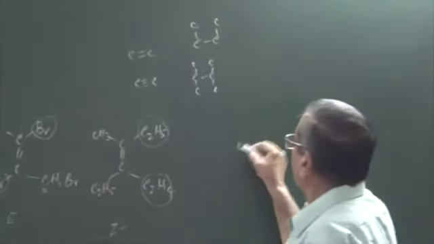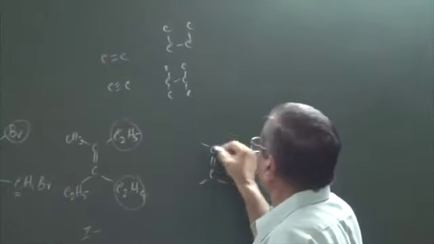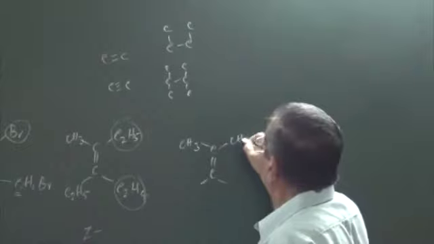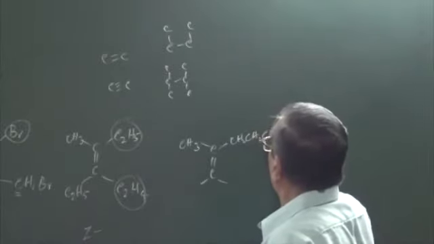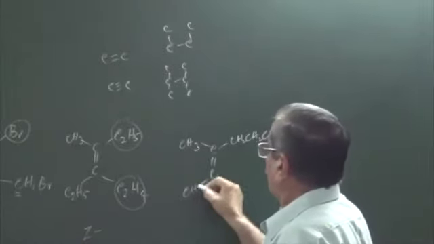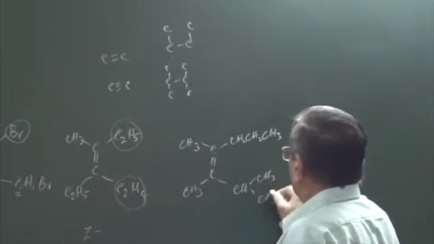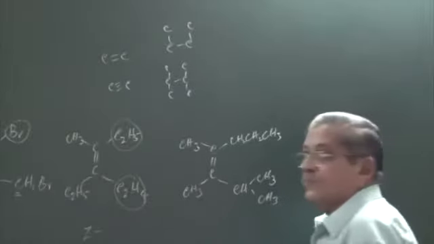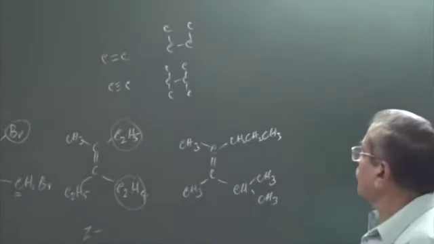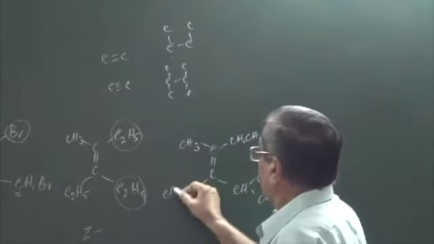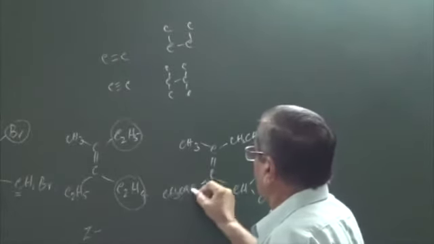Then take another example. C double bond C. We have CH3 and CH2CH2CH3 on one side, and on the other CH3, CH, CH3, CH3. Or you can take a set group here, CH3, CH2, CH2.